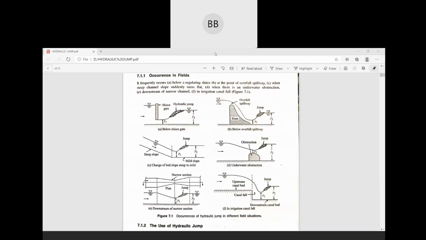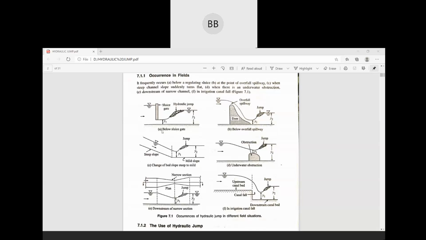Okay, so next chapter is your hydraulic jump. I think we have already discussed the general idea of hydraulic jump. But you see, sometimes we create a hydraulic jump, or sometimes it occurs naturally. So these are some examples of occurrence of hydraulic jump in the field.